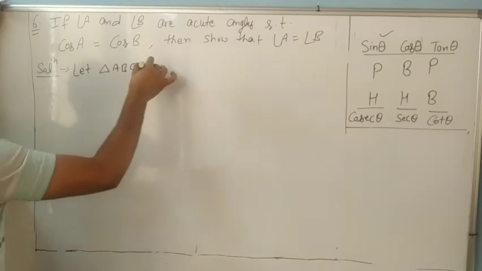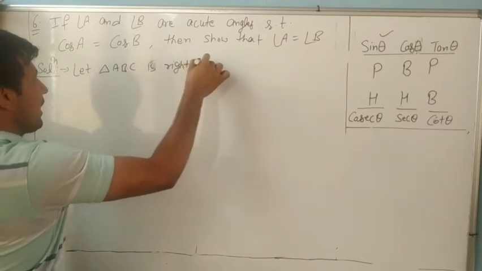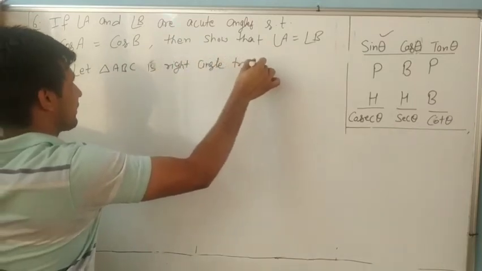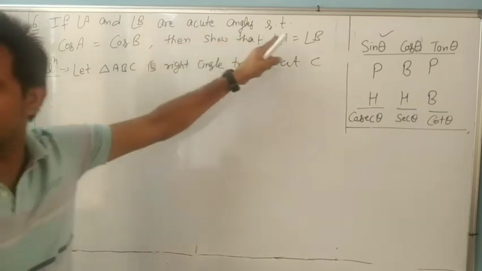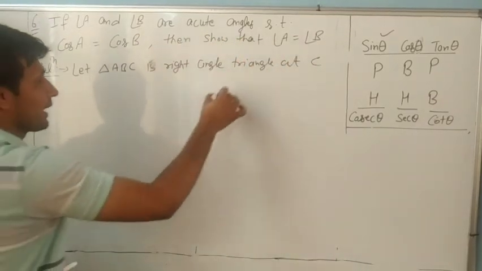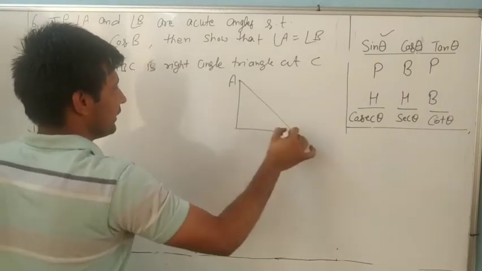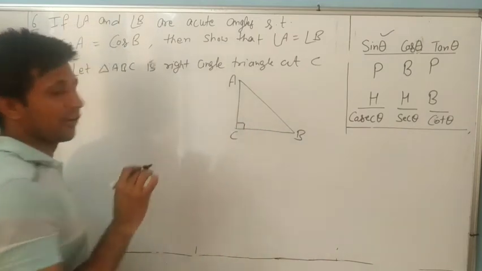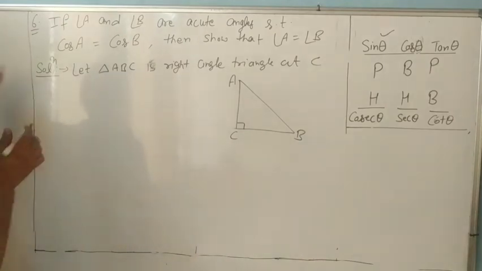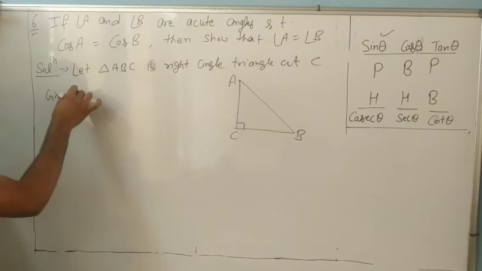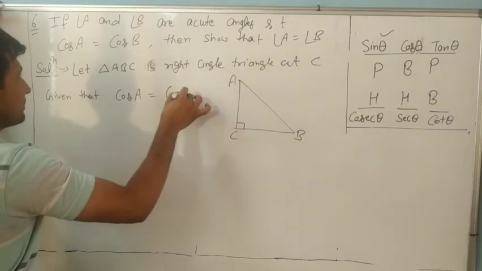So you will write: let ABC be a right angle triangle, right angled at C, because angles A and B are given as acute angles. Look, it is A, it is B and it is C. Because angles A and B are acute, first we will write what is given: cos A equals cos B.